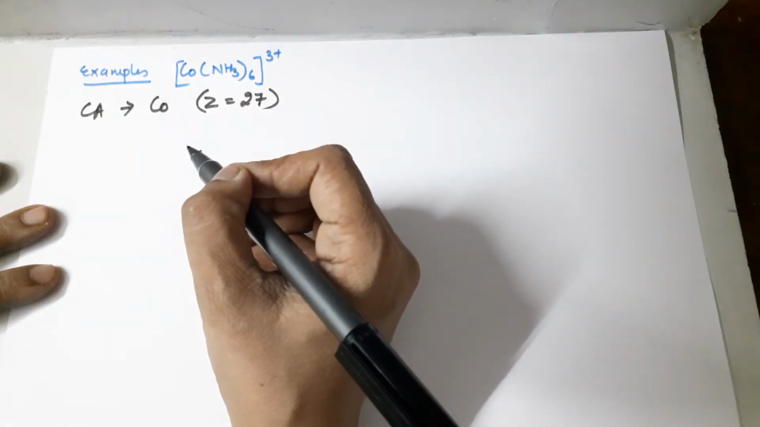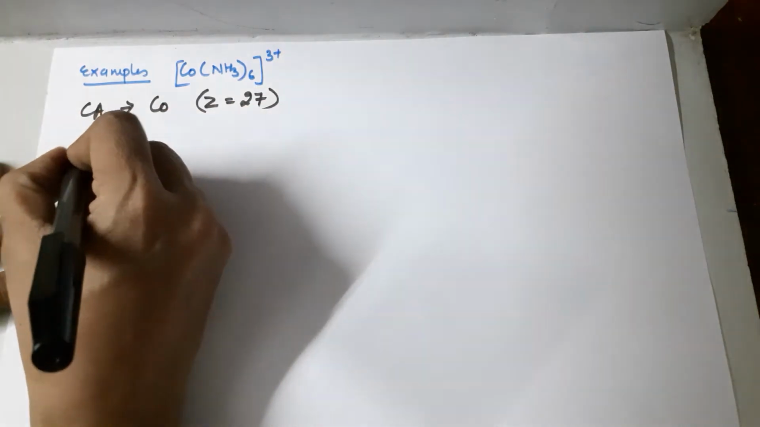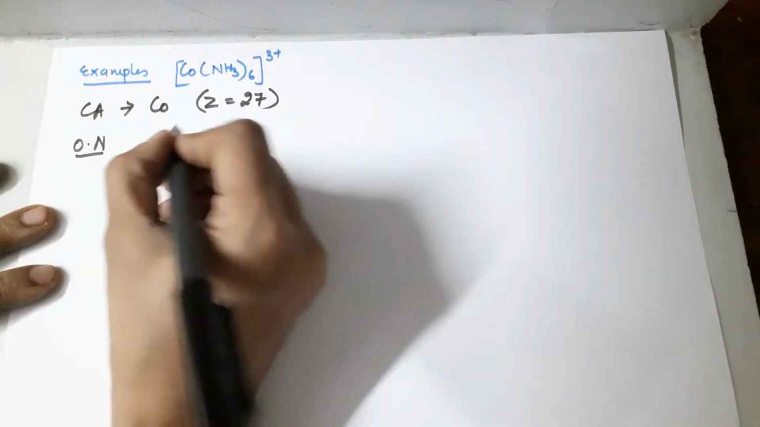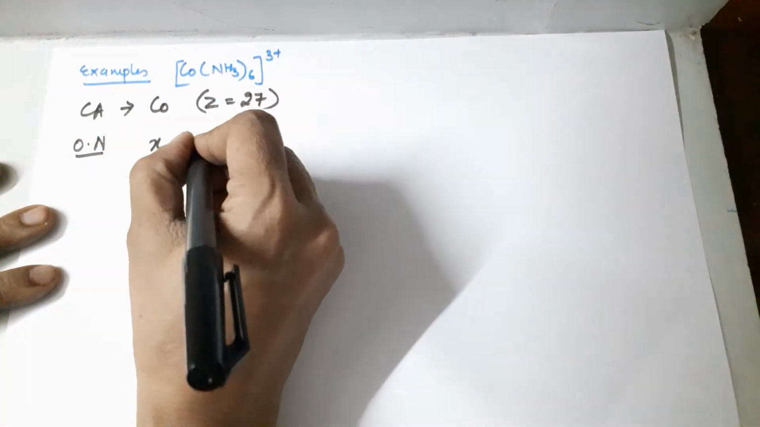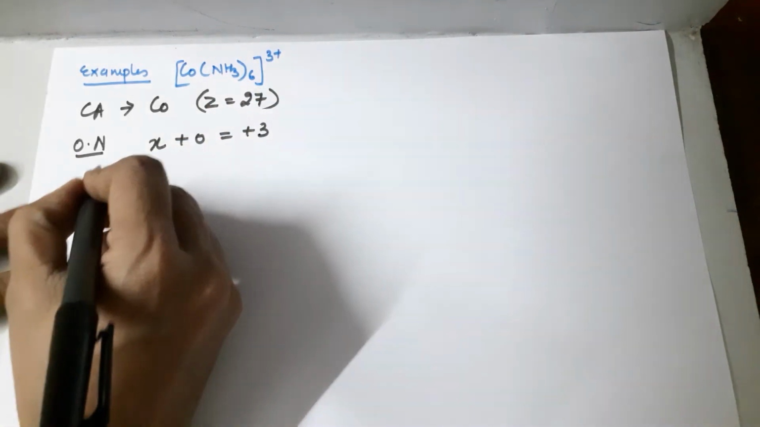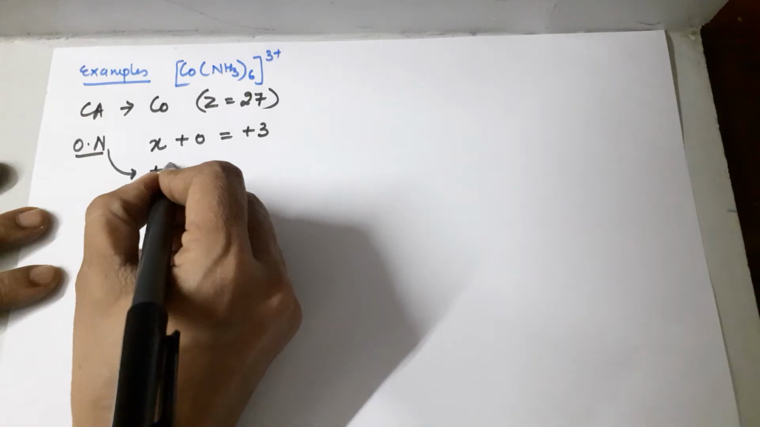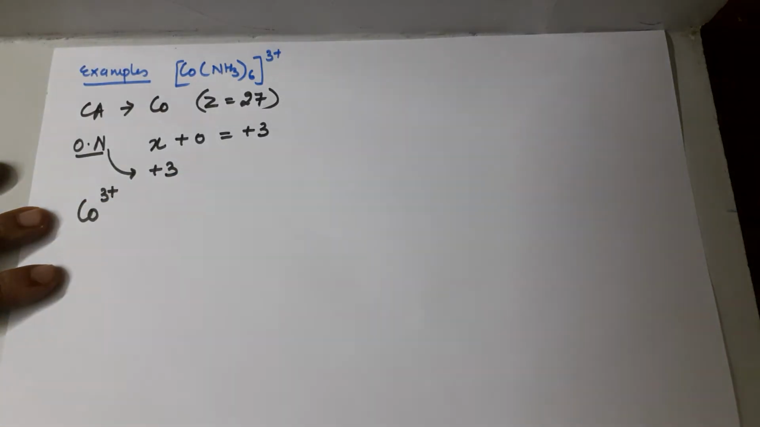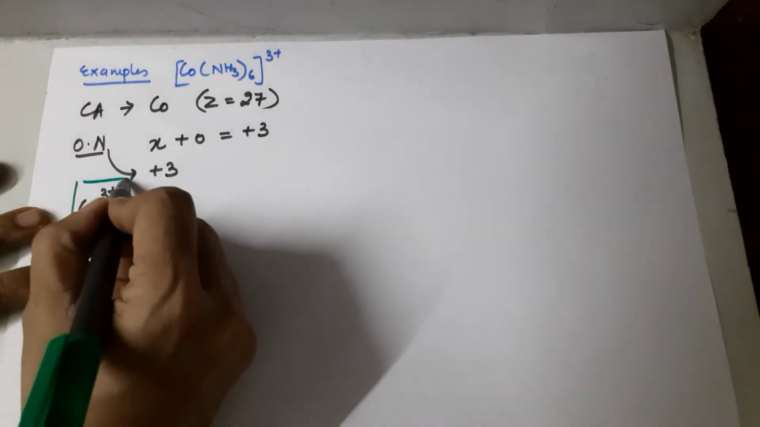Now you need to find out the oxidation number. The oxidation number of cobalt can be found as, let us take it to be X. Amine is a neutral ligand, so 0, and you have it as equal to the charge, plus 3. So your oxidation number of cobalt becomes plus 3. So your cobalt is in plus 3 oxidation state in this particular complex.